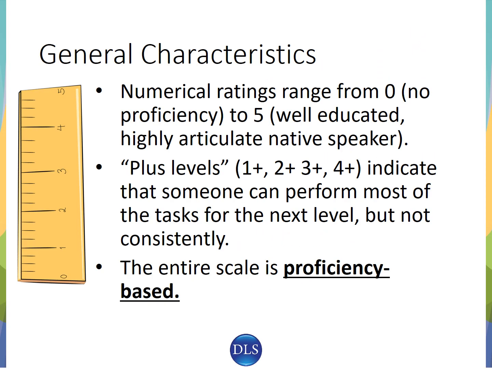In a way, the ILR scale is like a ruler. Instead of inches or centimeters, it has levels, and the levels are numbered 0 to 5. 0 means no proficiency, or maybe just a few words like buenos dias or sayonara. At the top we have level 5, which is the proficiency of a well-educated, highly articulate native speaker. Not just a native speaker, but a native speaker who has a lot of education and who speaks very well. It's important to keep in mind that most people are not at level 5 even in their native language.